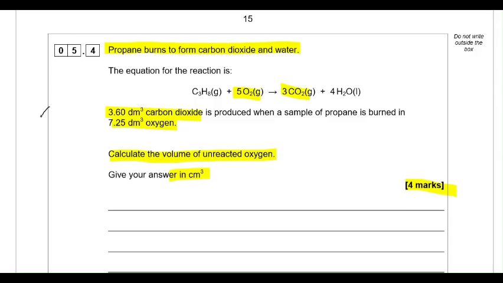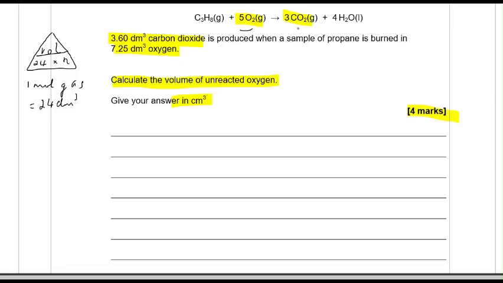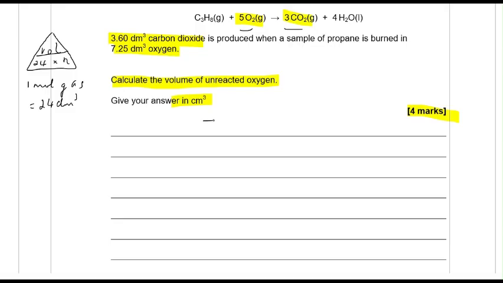So we can go to our formula triangle for this problem, and this is about the volume of 1 mole of any gas. 1 mole of any gas occupies a volume of 24 decimeters cubed. So we can construct our formula triangle as here, volume divided by 24 times n, where n is the number of moles. Let's extract from the equation the bits we need, and the bits we need are the 5O2 giving us 3CO2. That's all we need for now. What we must do is work out what the volume of oxygen would be required from the 3.6 decimeter cubed. And we can use the table method.